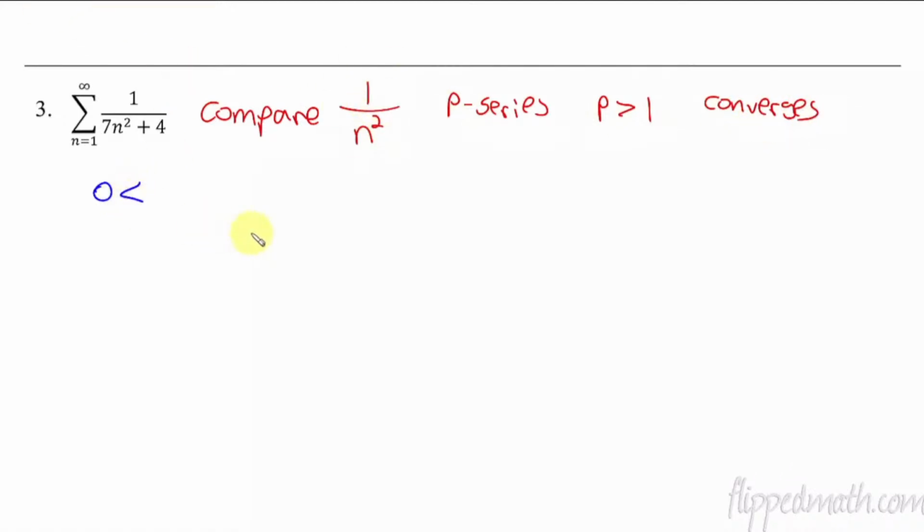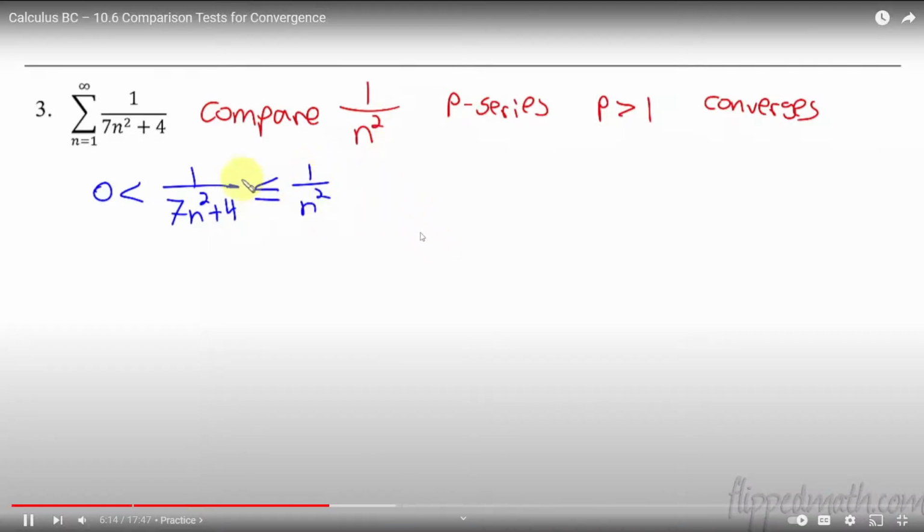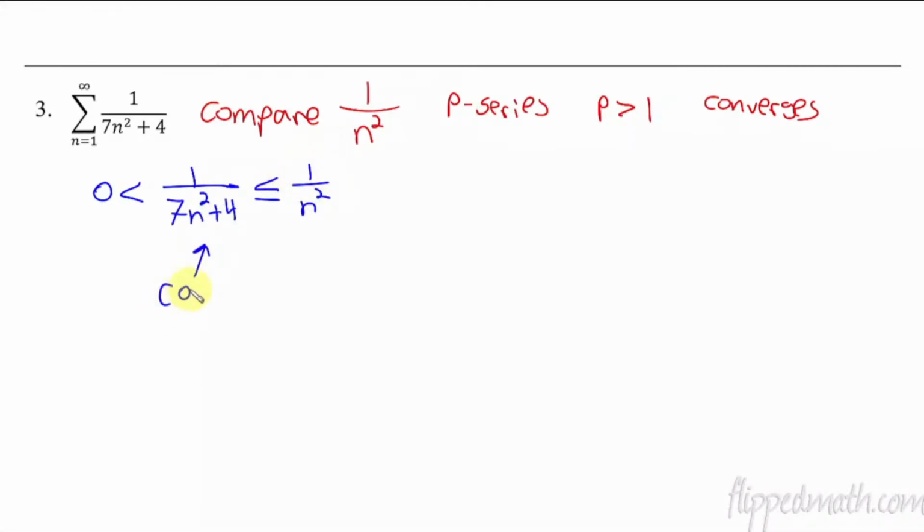So let's put them in order to make sure that we know which one's which. We've got more stuff going on here in the denominator. The denominator is larger, which means the whole fraction is smaller. And then this would be less than or equal to the one we're comparing it to. So since this works, and we know that converges, then this one also converges.